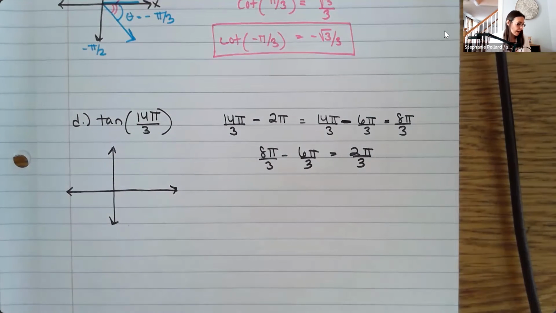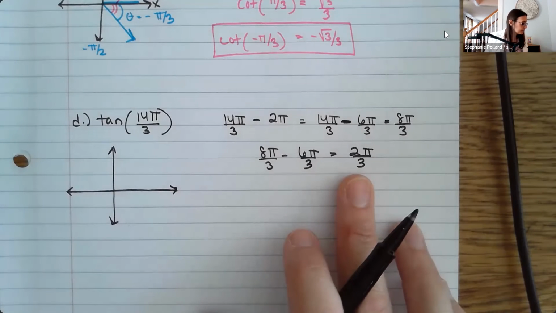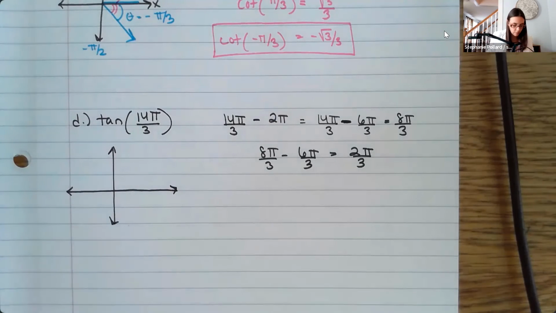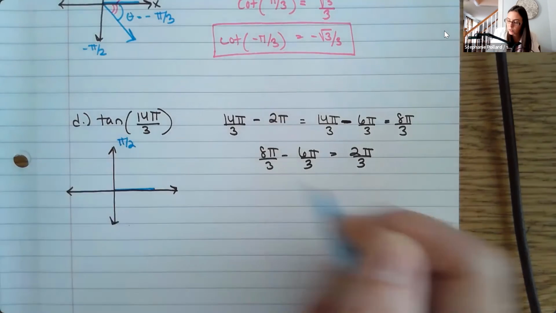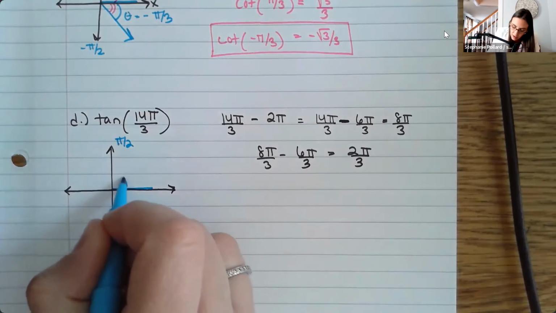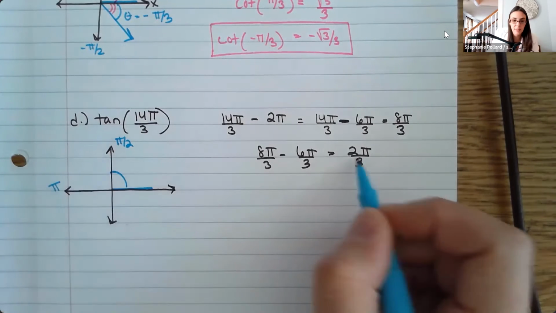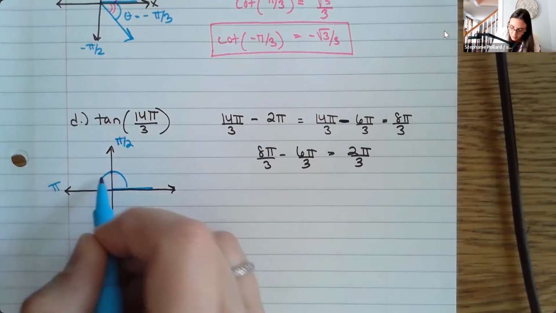So now I am at, let's see, where are we at? We're at 2 pi over 3. All right, so I start here. Now this is pi over 2. 2/3 is definitely bigger than 1/2, so I know I'm going past that. But this is pi and 2/3 is less than 1. So I'm not going past pi. So maybe it's, I don't know, somewhere in here.